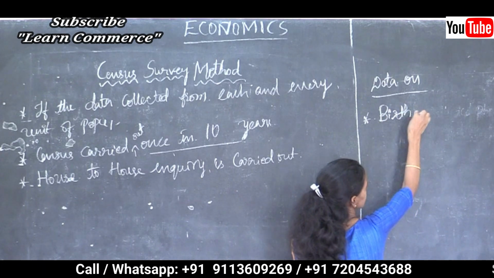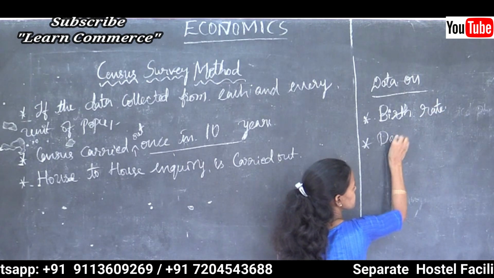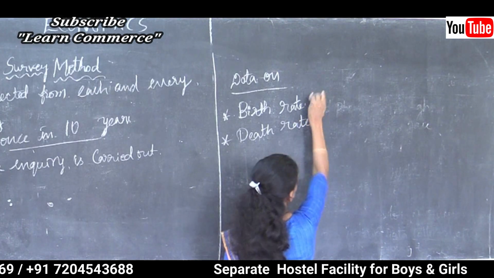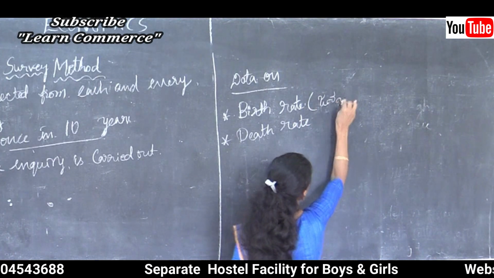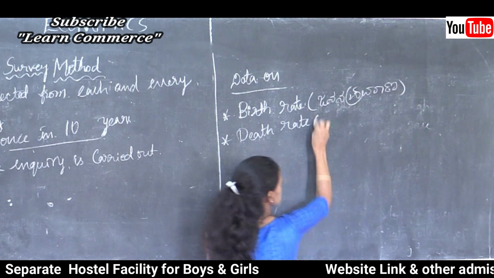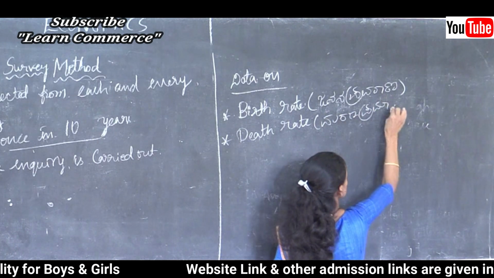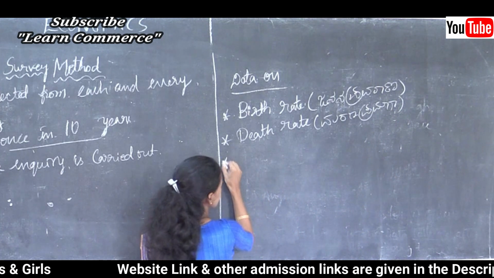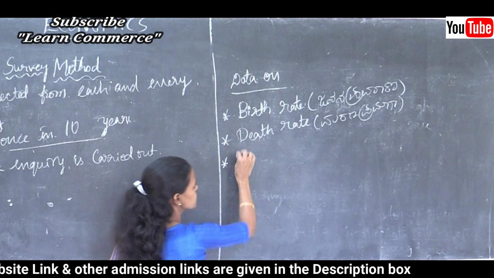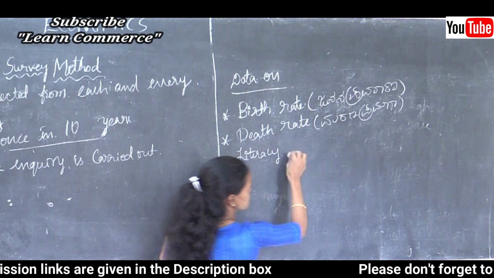ಜನನ ಪ್ರಮಾಣ ಅಂತ ಹೇಳ್ತೇವೆ ಕನ್ನಡದಲ್ಲಿ, ಬರ್ತ್ ರೇಟ್, ಡೆತ್ ರೇಟ್, ಮರಣ ಪ್ರಮಾಣ ಅಂತ ಹೇಳ್ತೇವೆ. Birth rate, death rate, and not only this, employment level, literacy. ಸಾಕ್ಷರತೆ ಎಷ್ಟಿದೆ ಅಂತ ಕಲೆಕ್ಟ್ ಮಾಡ್ತಾರೆ ಇನ್ಫಾರ್ಮೇಷನ್.